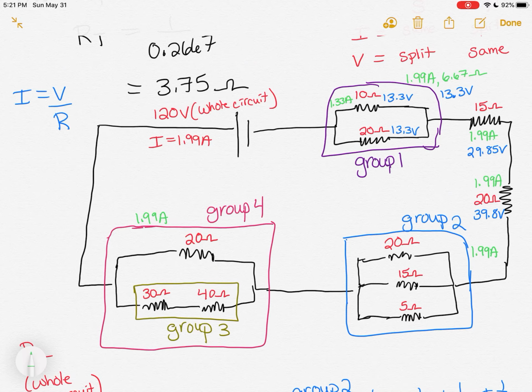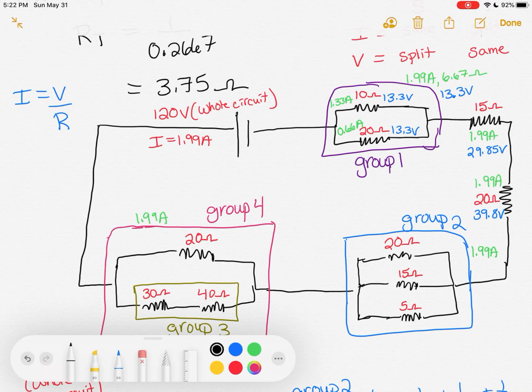Now the nice thing is that we know that the total current going through here is 1.99. And so we can actually just subtract 1.33 from the 1.99. And so that's going to be 0.66. Now you could use the voltage divided by the resistance again. So 13.3 divided by 20 is also going to give you 0.66. Okay, so both of them will give you the same thing.